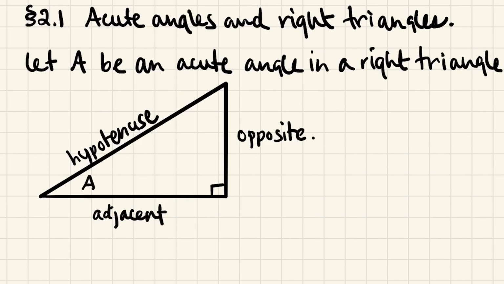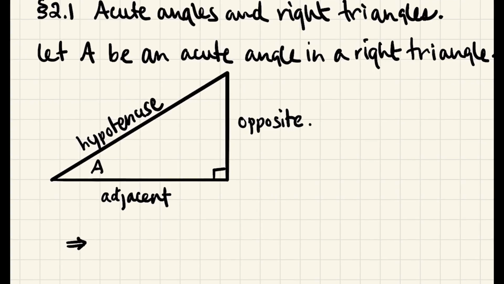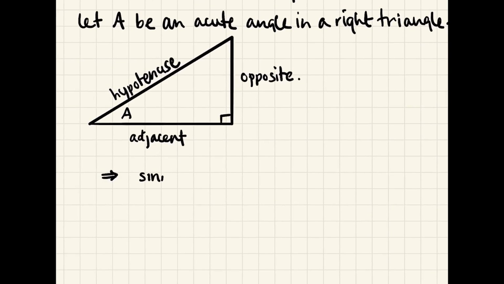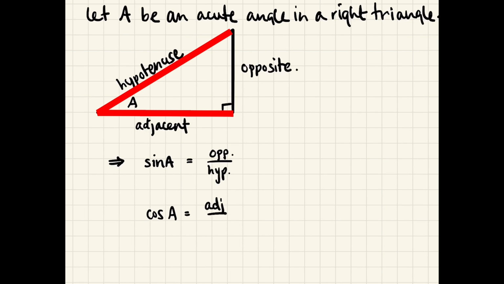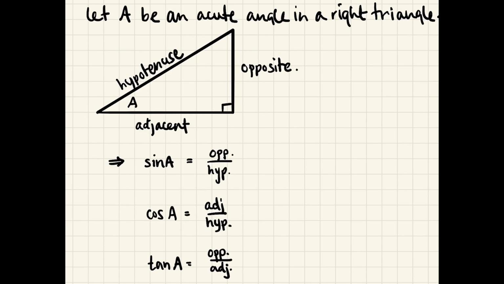Okay, so the trigonometric functions are defined as follows. Sine of the angle A is the opposite side divided by the hypotenuse. Cosine of A is the adjacent side divided by the hypotenuse. And tangent of A is the opposite side divided by the adjacent side. And the other three trigonometric functions are defined as would be expected from the reciprocals.